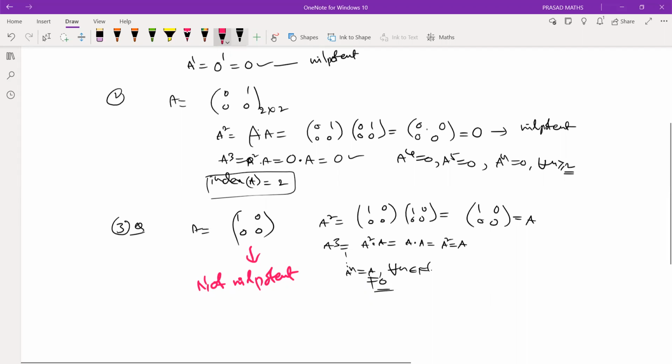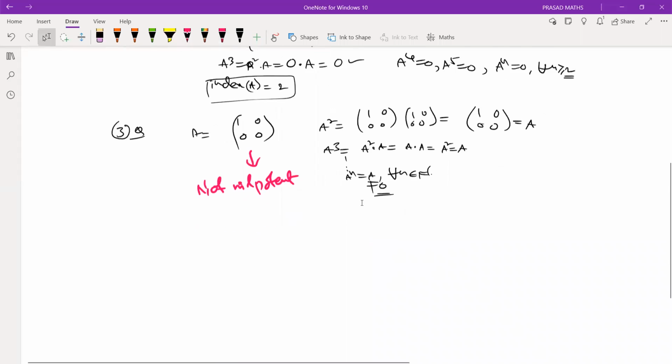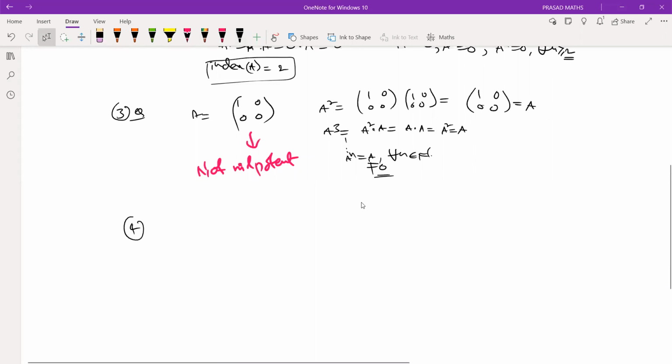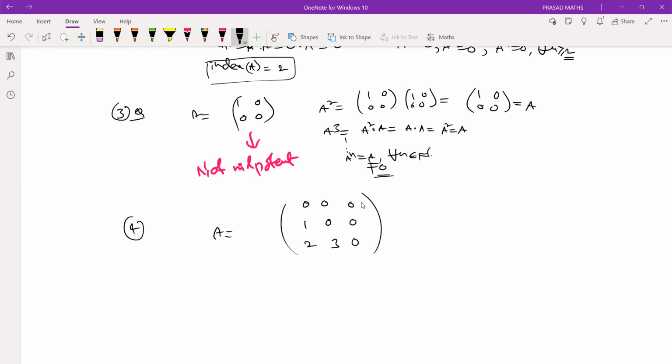Suppose you take the fourth one, A equals the matrix with rows 0 0 0, then 1 0 0, then 2 3 0. Is it nilpotent?